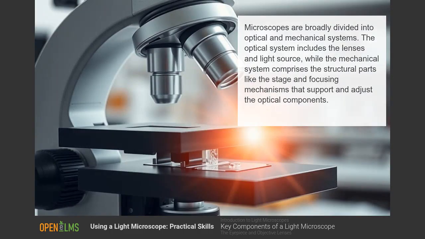Microscopes are broadly divided into optical and mechanical systems. The optical system includes the lenses and light source, while the mechanical system comprises the structural parts, like the stage and focusing mechanisms that support and adjust the optical components.